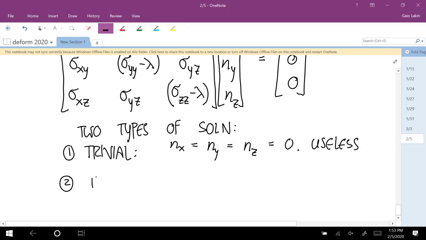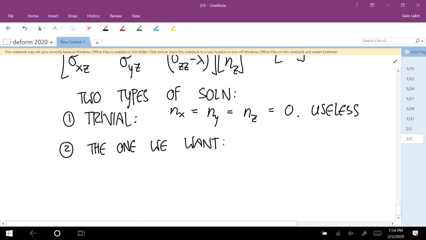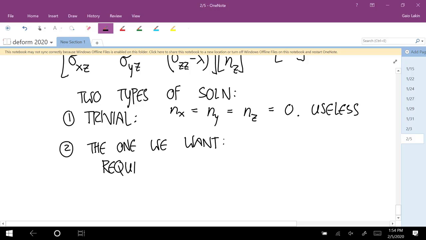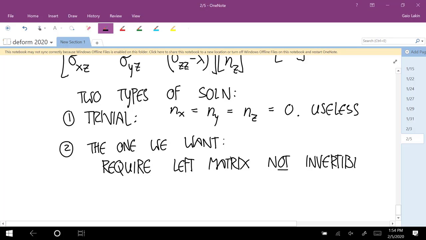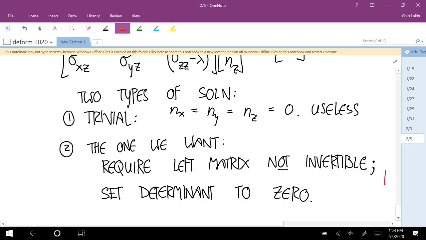The one we want comes when this matrix is not invertible. So we're going to require that left matrix is not invertible. And we're going to do that by finding where the determinant of that matrix is 0. So set the determinant equal to 0. And that's where we'll stop right now.